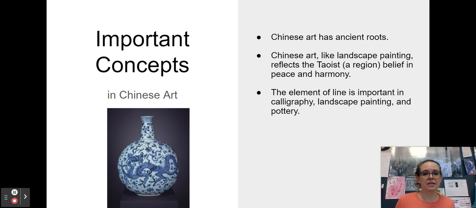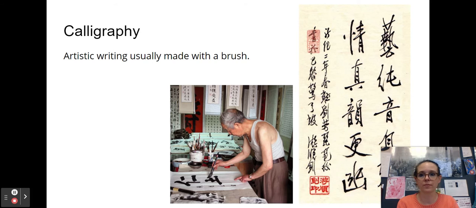Important concepts in Chinese art. Chinese art, like landscape painting, reflects the Taoist belief in peace and harmony. And the element of line is important in calligraphy, landscape paintings, and pottery. We've been talking about line this whole time.